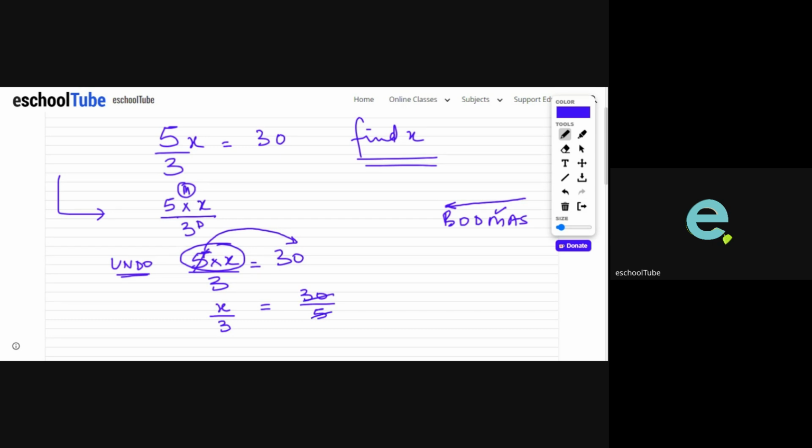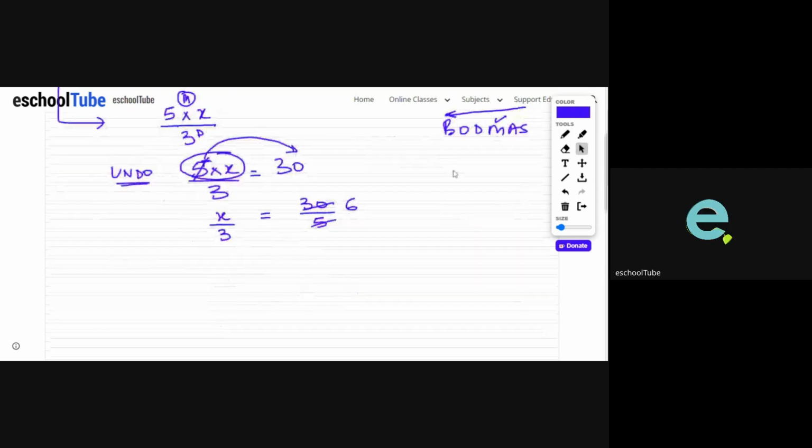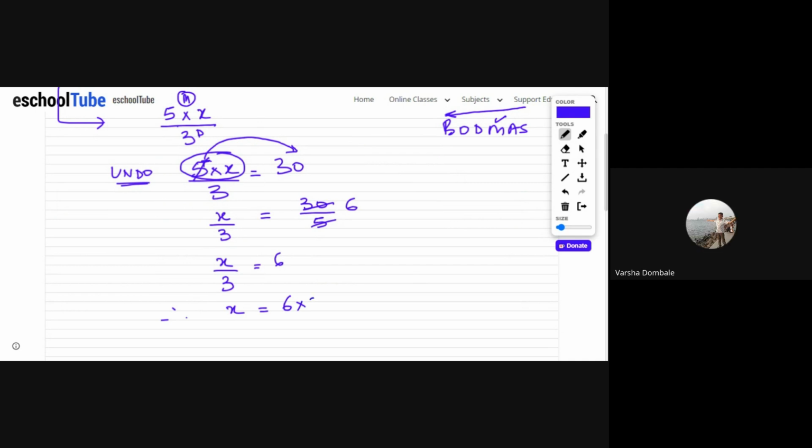So 30 divided by 5 is how much? Sir, 6. Now you get x upon 3, that is x divided by 3 is equal to 6. Therefore, now this is division. So x will be 6 multiplied by 3. 18. x is equal to 18. Okay. So this way you have to solve different equations.